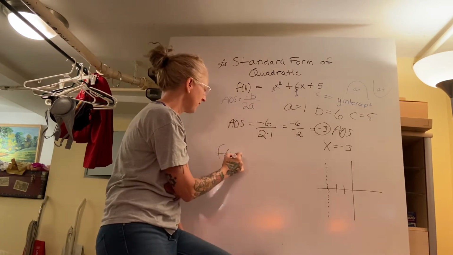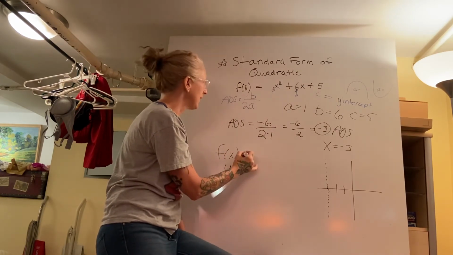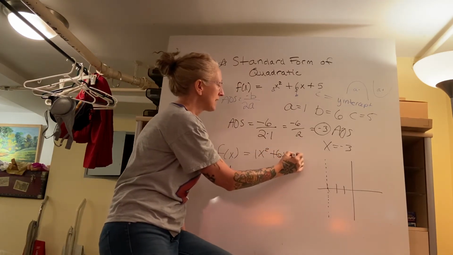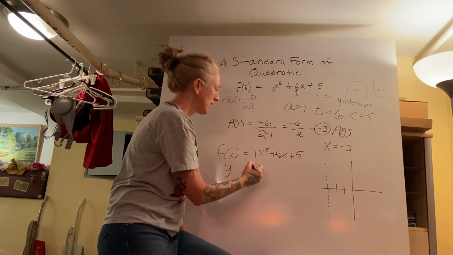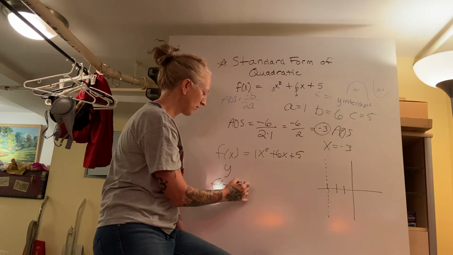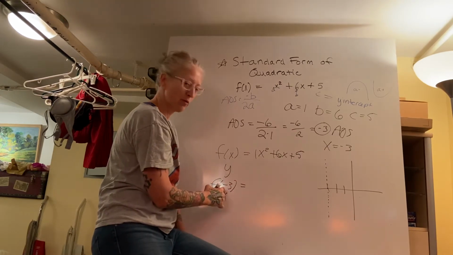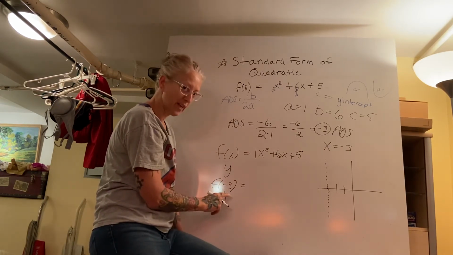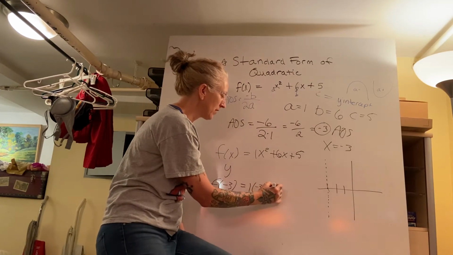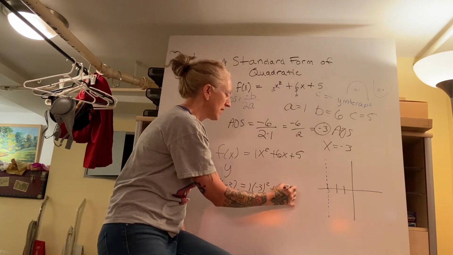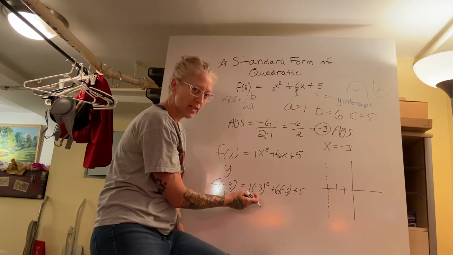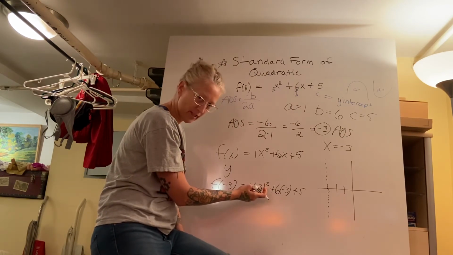So f of x is the same thing as y equals 1x squared plus 6x plus 5. And we need to do this for x is negative 3. So we would say f of negative 3 equals. That's the value that we're putting in for x. That's how we write it: f of negative 3 equals 1 times negative 3 squared plus 6 times negative 3 plus 5. So negative 3 times negative 3, not negative 3 times 2.